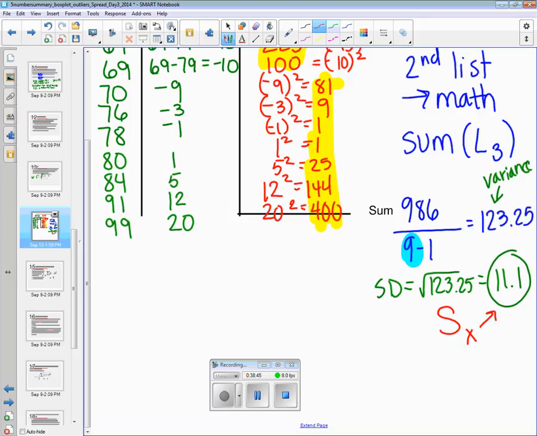Are we good? I would star this in your notes. This is on your quiz. I'll only ask you to do it once, ever. And then from there on out, you can just use the Sx on your calculator. Okay? Perfect.